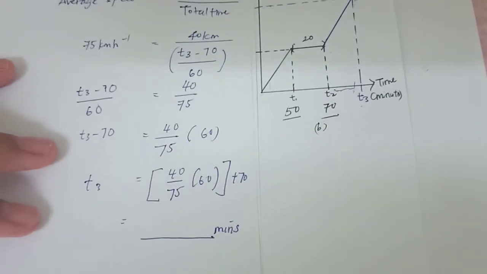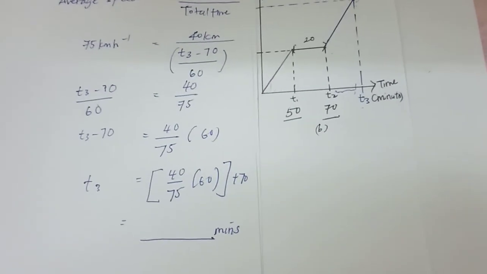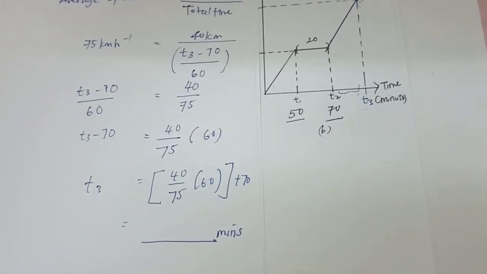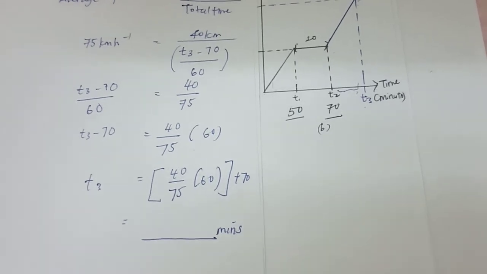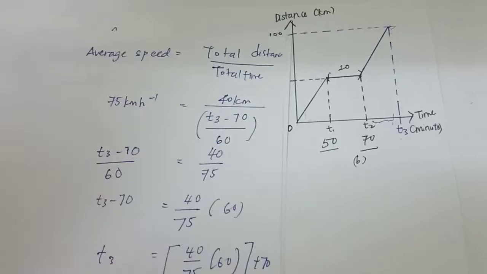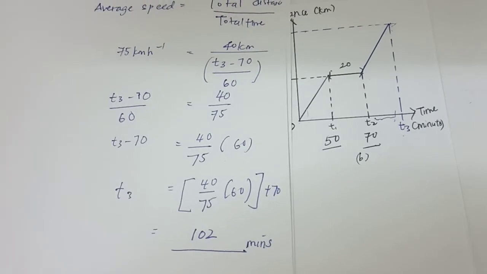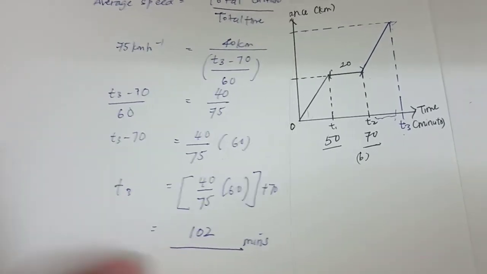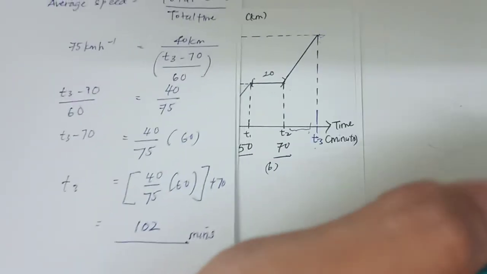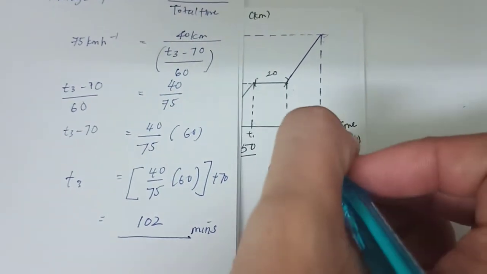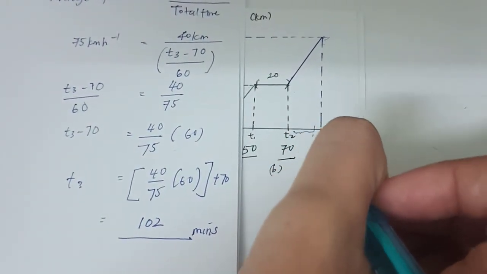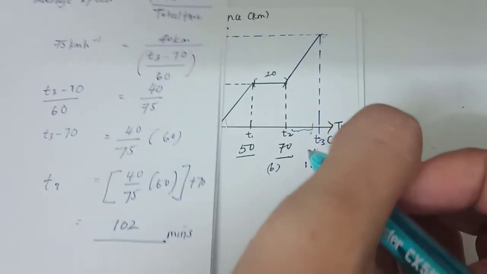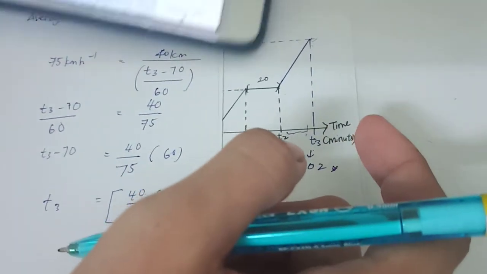Oops, in minutes. Okay, so everyone, please press your calculator and give this a try. What's your answer? Okay, so you get your answer 102 minutes. Okay, so we can substitute inside our graph. T3 is equal to 102. Okay, good. Now, last question.